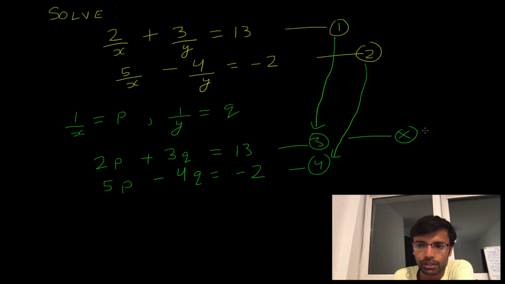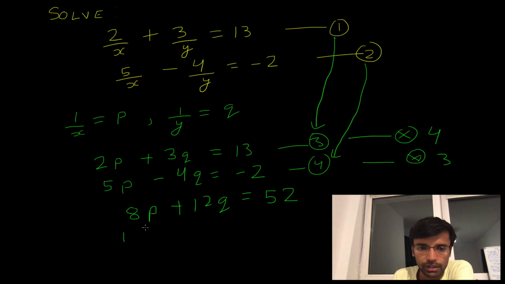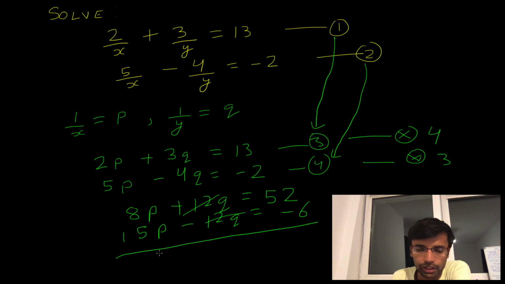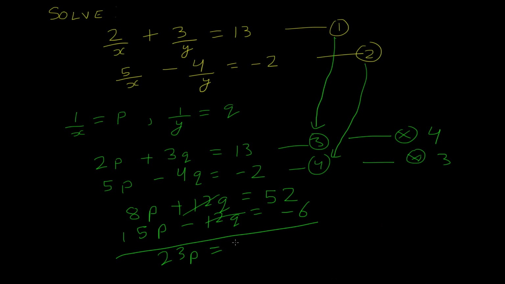So we multiply this equation by 4, and we multiply this equation by 3. So what do we get? 8p plus 12q is equal to 52. The second equation becomes 15p minus 12q is equal to minus 6. So we just add both of them. Adding them, this gets cancelled out, and here we get 8 plus 15 is 23p, and 52 minus 6 is 46. So p becomes 2.